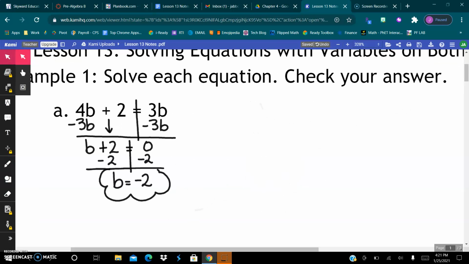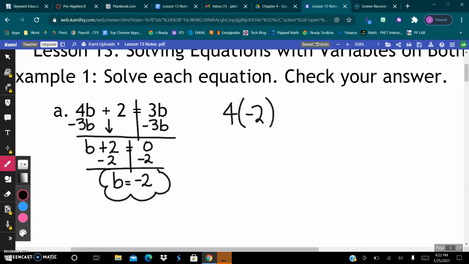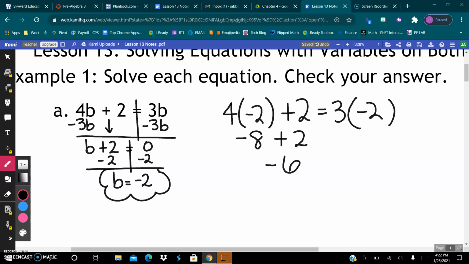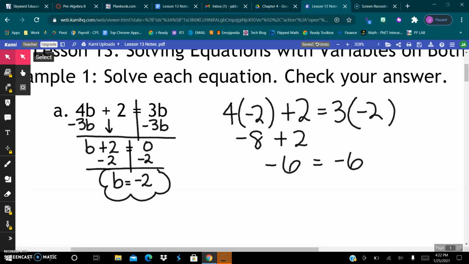Now to check our work, we can plug this back in. So remember, you shouldn't have any questions wrong because you're able to check them. So when we do this, we should get 4 times our negative 2, which would give us negative 8, and then we have to add 2 to that, which would be negative 6. And then on this side, we have 3 times negative 2, which would be negative 6. So then, yes, that's equal to each other, so then we know we have our answer correct.